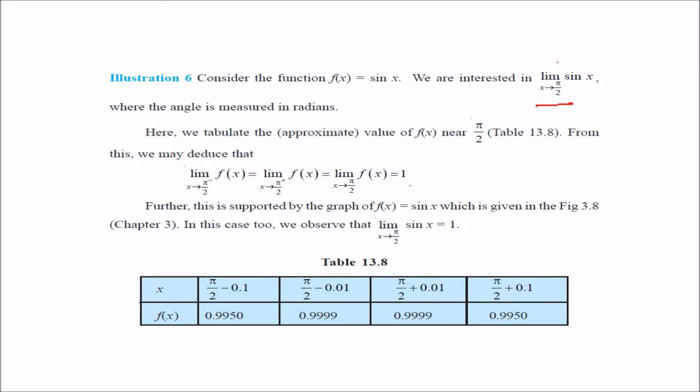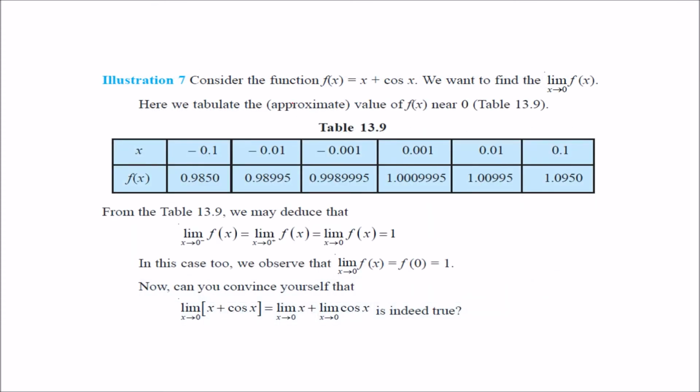tends to pi by 2 of sin x. So let us take values which are less than pi by 2 and greater than pi by 2. Even if you take values less than pi by 2, you are getting the value as 1, almost 1. Even if you take values which are greater than pi by 2, that is 90 degrees, you are getting a similar value to 1. So in both the cases, the limit as x tends to pi by 2 is 1 only. And this is supported by the graph also.